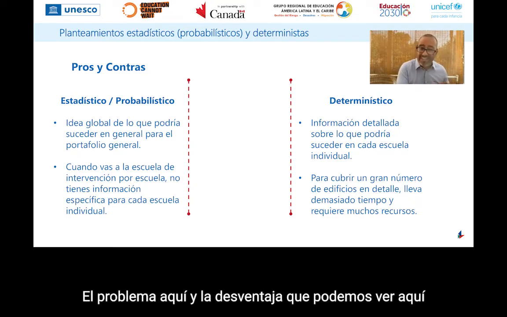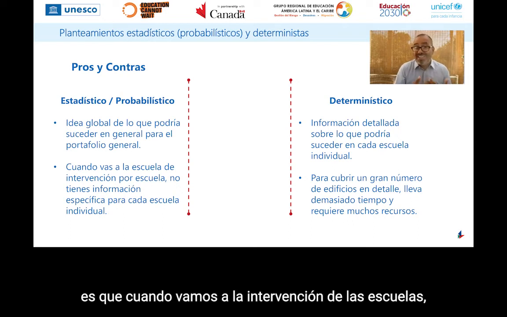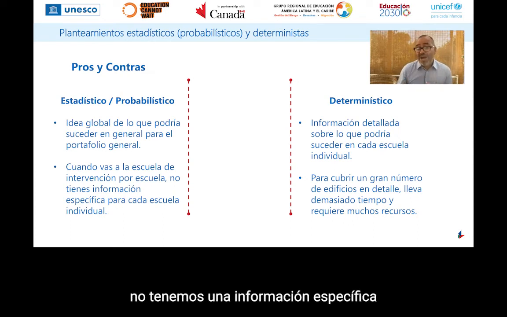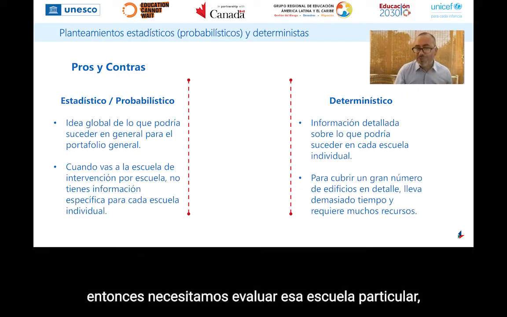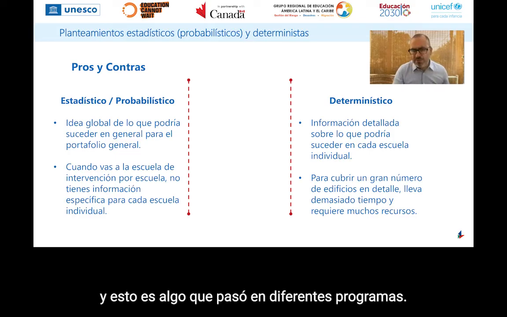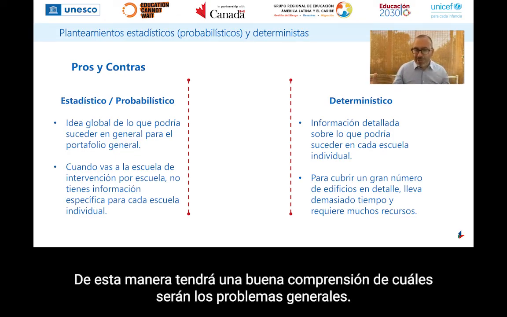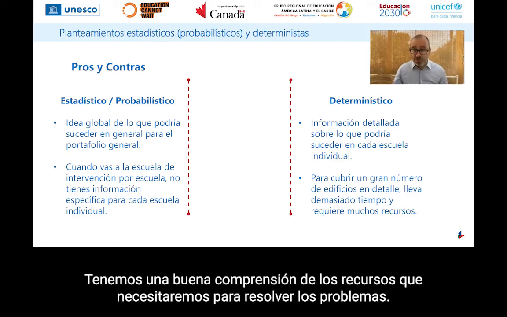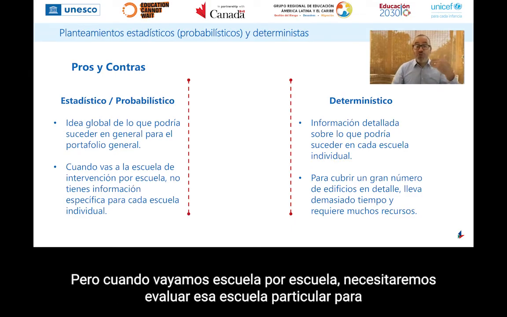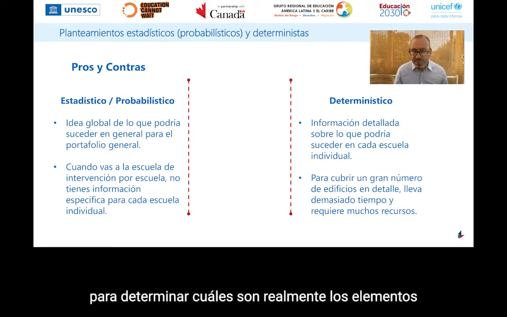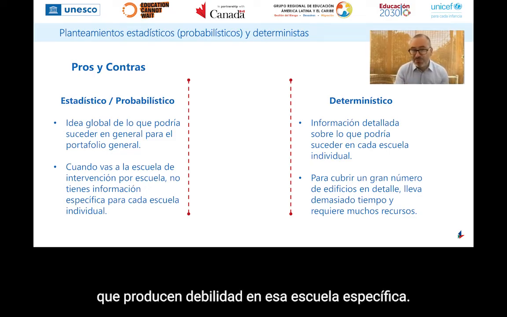The problem here, and the con that we can say here, is that when you go to the intervention of the schools, you don't have specific information on the single school, so you need to actually assess that specific school. This is something that happened in different programs. So you have a good envelope of understanding about what will be the general problems. You have a good envelope about the resources that you will need to solve those problems. But when you go school by school, you will need to assess that school in order to determine what are actually the elements that produce weakness in that specific school.